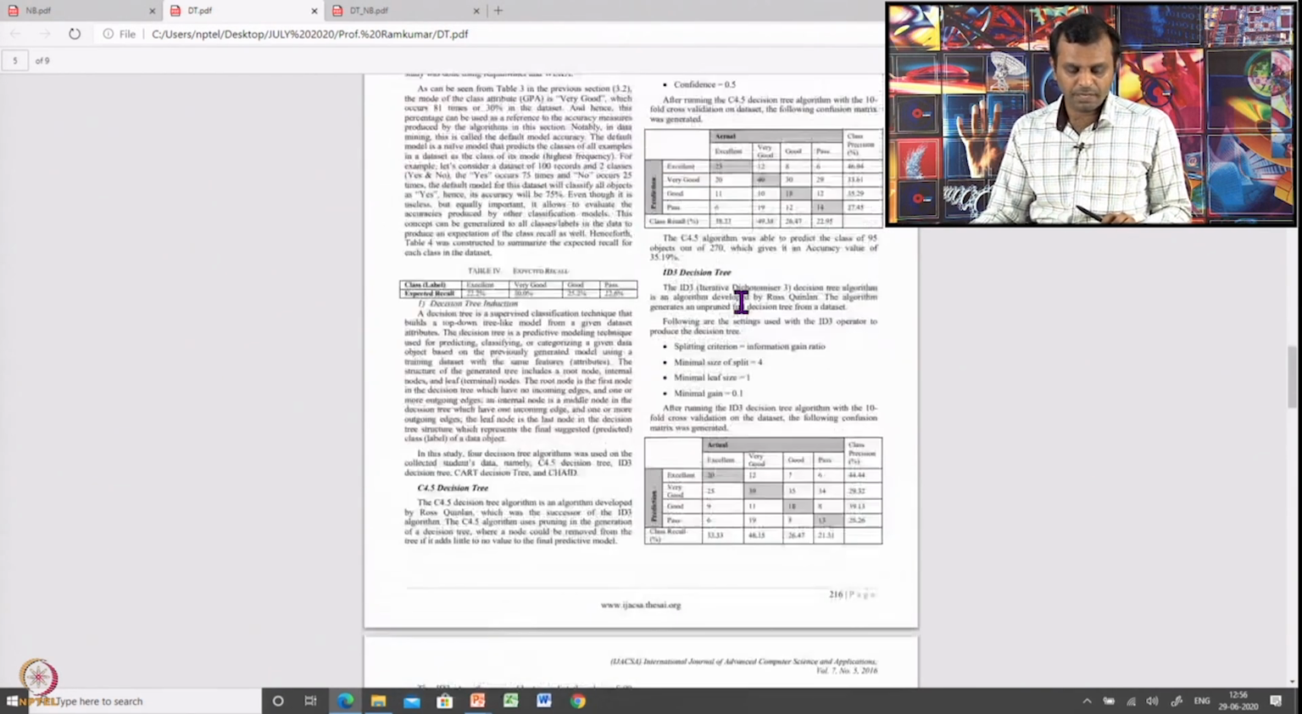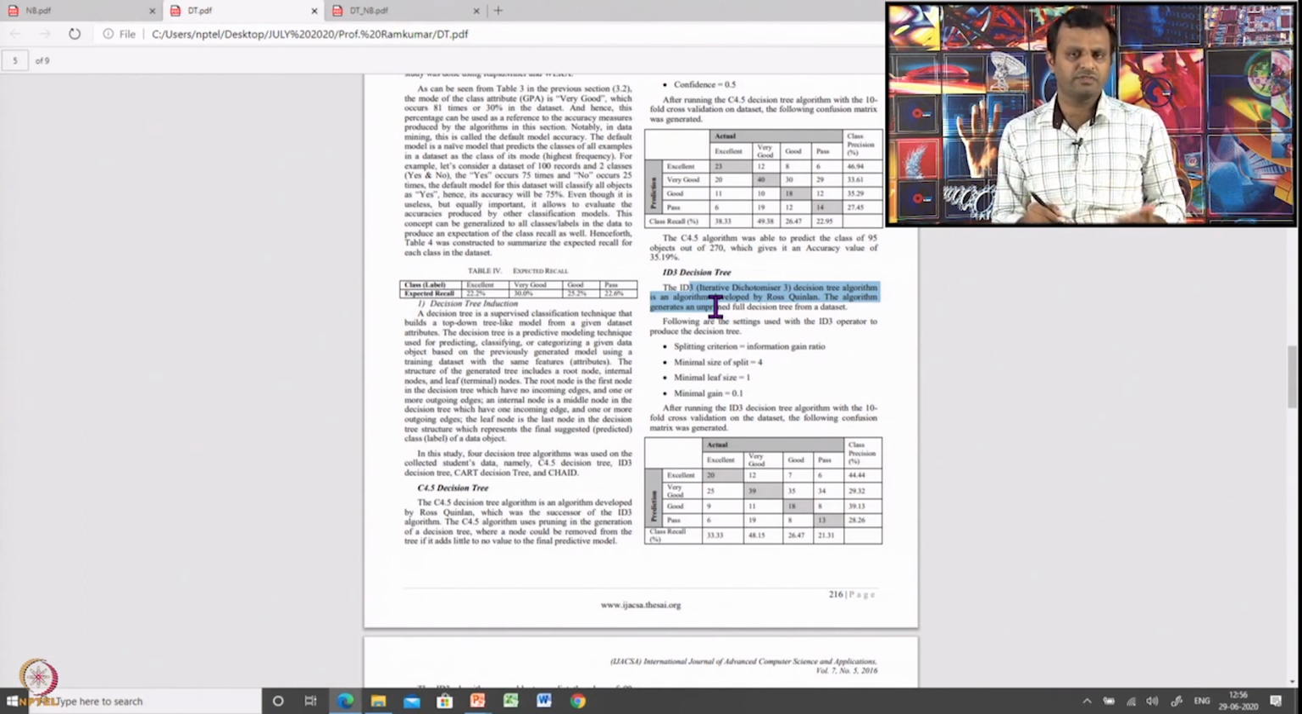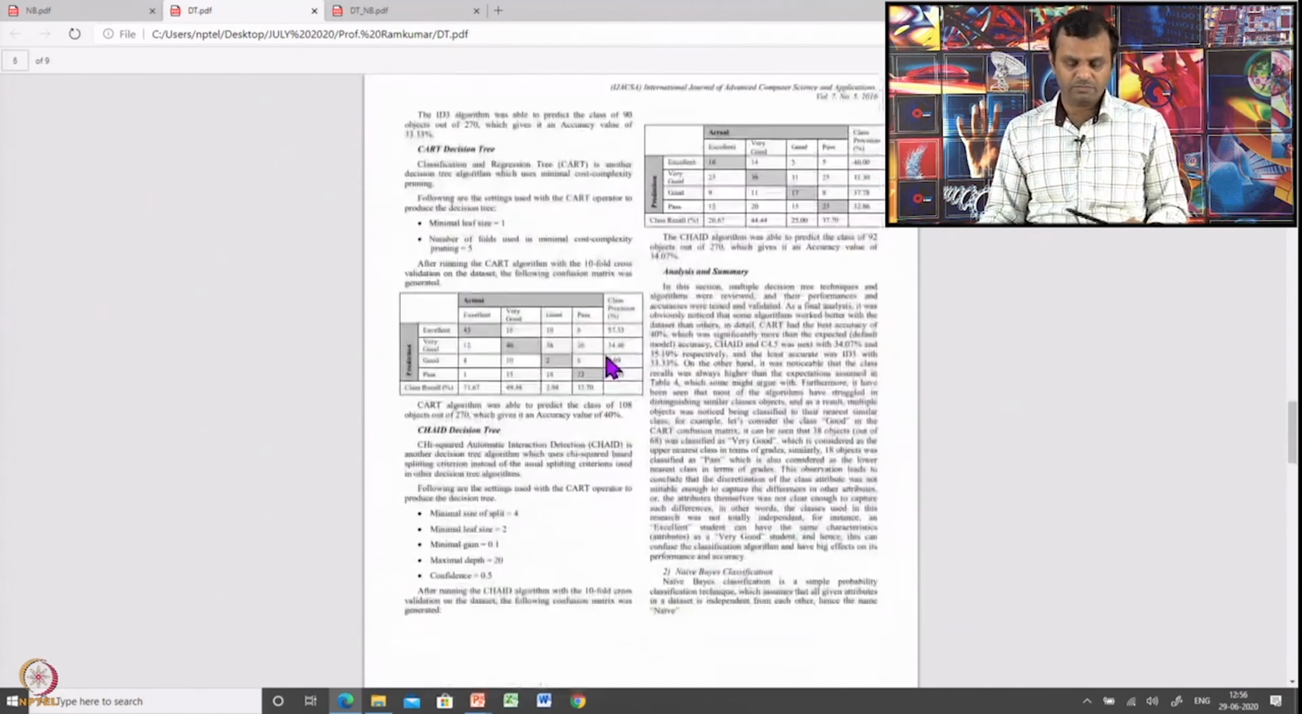So, they applied different decision tree algorithms, and there are reported results here. This paper will help you understand what features they collected, how they combined the features, how they made the decisions, and what the results are to compare. So, this is one paper you can read and check out.